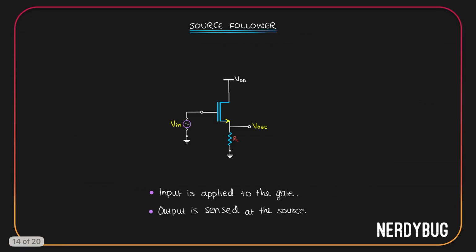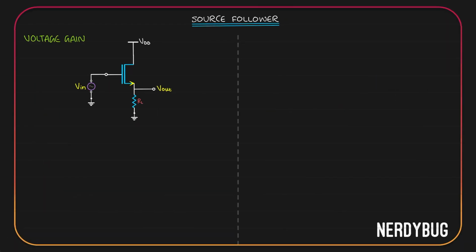Let's now move on to the next configuration, the common drain amplifier or the source follower. Here, input is applied to the gate. Output is taken at the source. You can see the simplest model over here. For the drain current to have a passage to flow through, we have a resistor RL over here. RL is also the load resistor across which we are taking the output. Let us find its voltage gain.